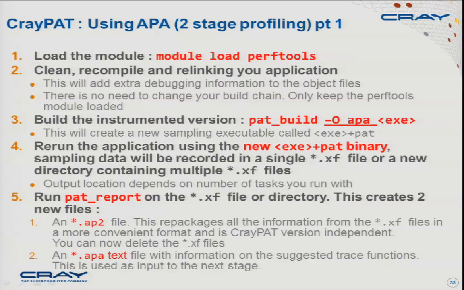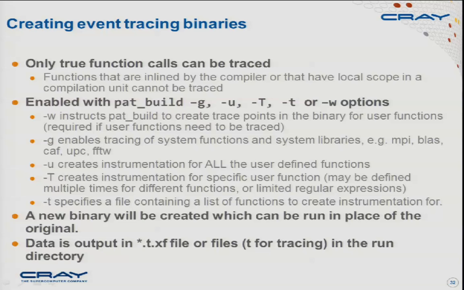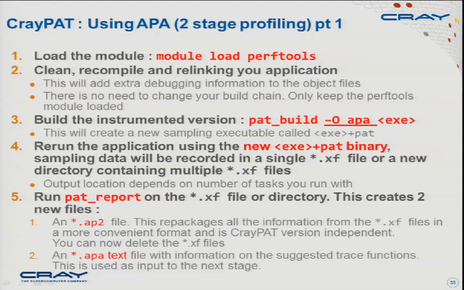With the APA, the way to do it automatically, there is an easy way. First of all, you load the module as usual. Then in the pat build stage, this time you set -O apa and then the executable. You will produce, again, a new executable. You will run this new executable, and you will produce an xf file. Now there is no S and no T. If you remember, there was a T for tracing and S for sampling. Now it's not producing anything because you are doing APA.